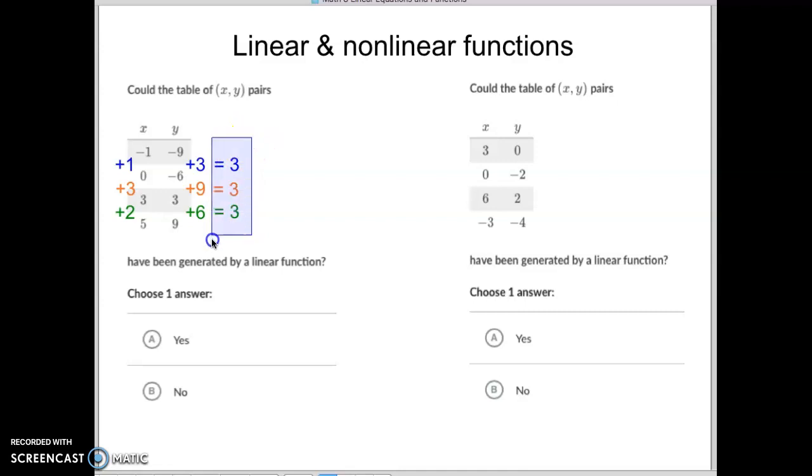If these are all the same change, then it is linear. If any one of them had been different, it would not be linear. So this one is yes, it's linear. Let's do another one.